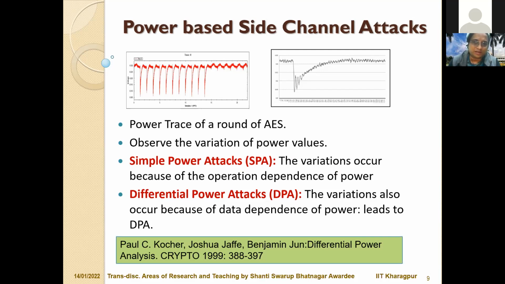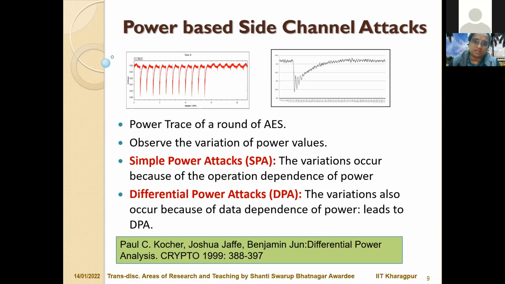For example, you will find in this trace, shown on the left of the slide, that there are, say, 10 jumps. And if you study the AES algorithm, you will find that there are 10 rounds of operation. So that is quite evident from the power trace. If you zoom into one of the rounds, shown on the right, you will also find variations. These variations occur because of the underlying operations.